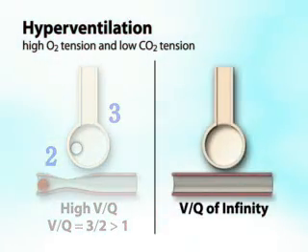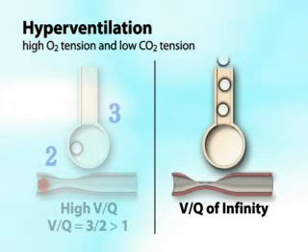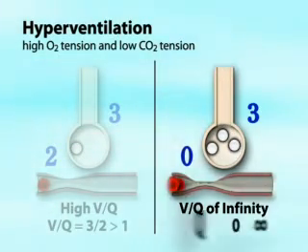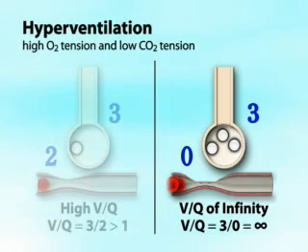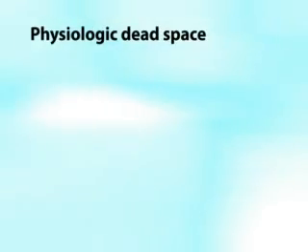In VQ of infinity, the RU receives no perfusion, just like when an RU receives 3 LPM of ventilation and 0 LPM of perfusion. Then, the VQ ratio is equal to infinity. In this case, the air in the RU is not able to have any gas exchange with the pulmonary capillary blood.